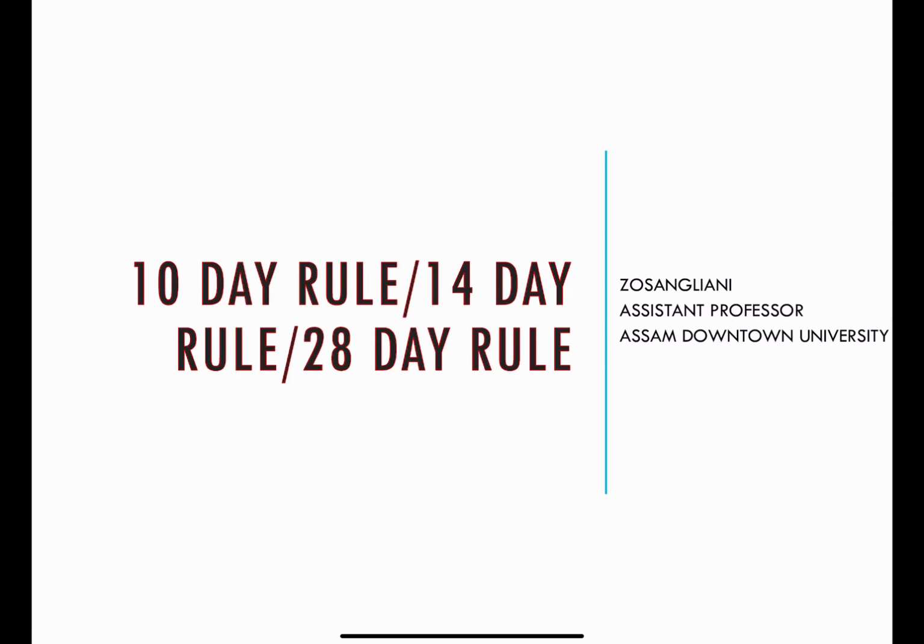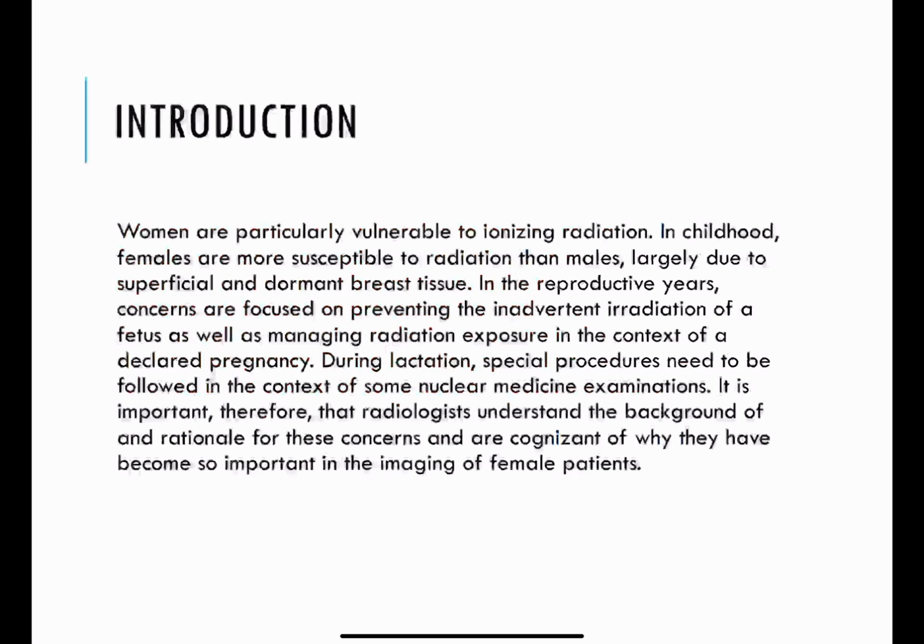Hello students, we're going to discuss the 10 days rule, 14 days rule, and 28 days rule. We have been discussing radiation protection, about time, distance and shielding, and justification, optimization and limitation. And we have heard a lot about protective materials like lead apron, thyroid shielding, gonadal shielding, lead glass, and so on.